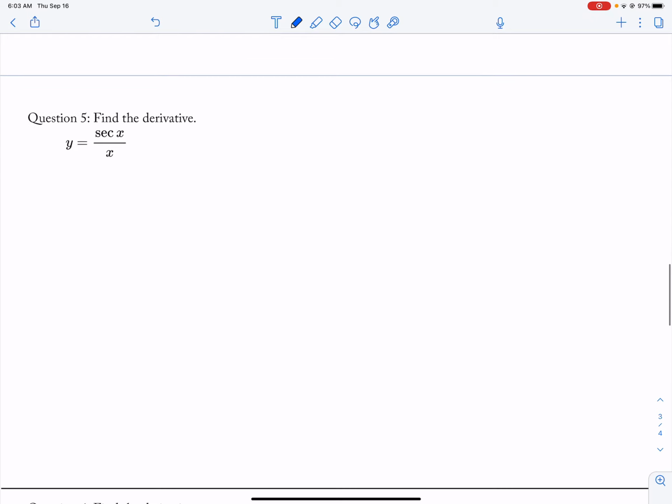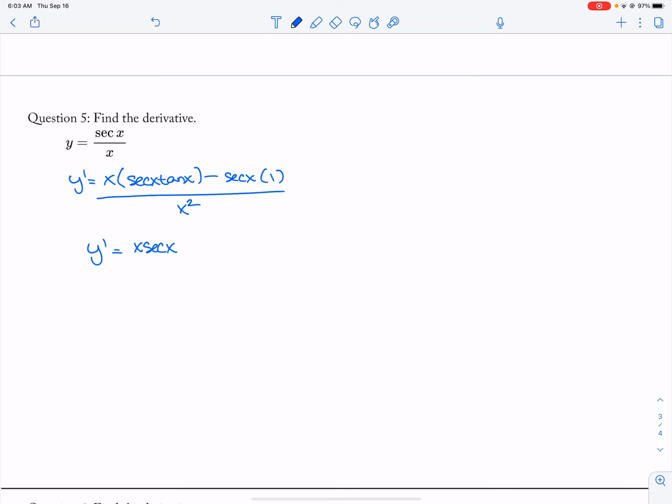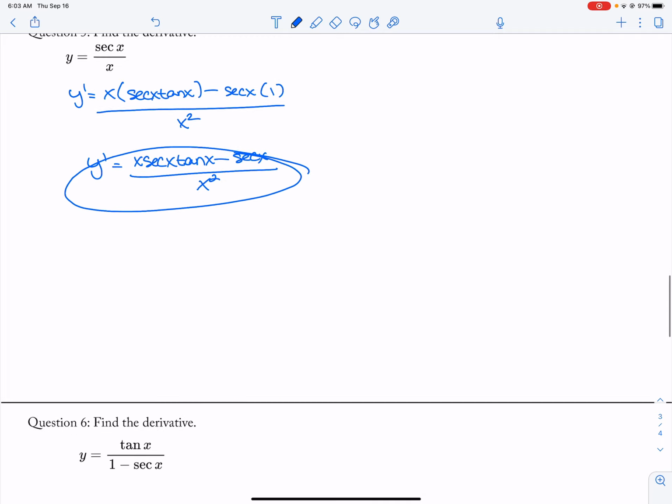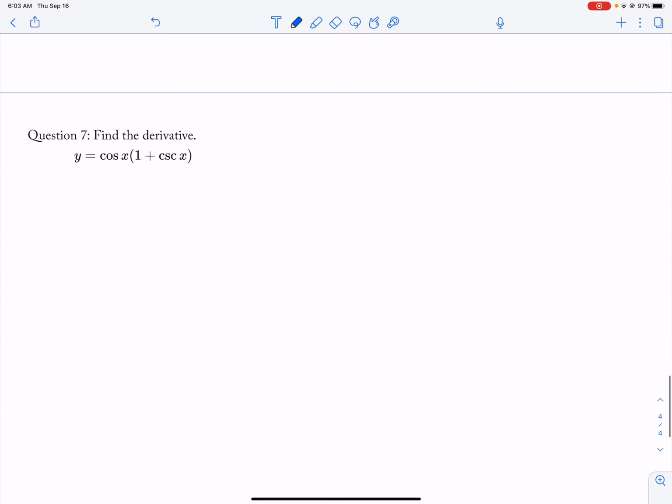4, 5. Quotient rule. Low d high minus high d low over low squared. So y prime is x secant x tangent of x minus secant of x all over x squared. That's 6. Here's 7.